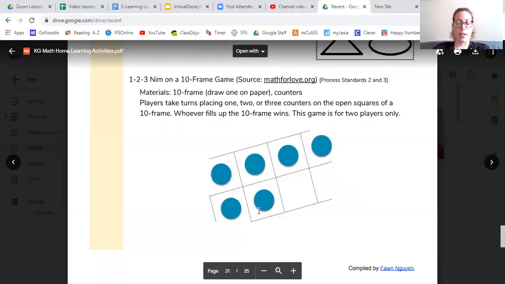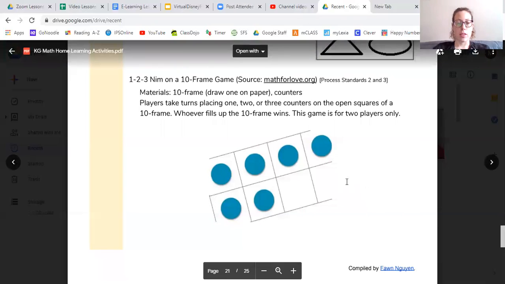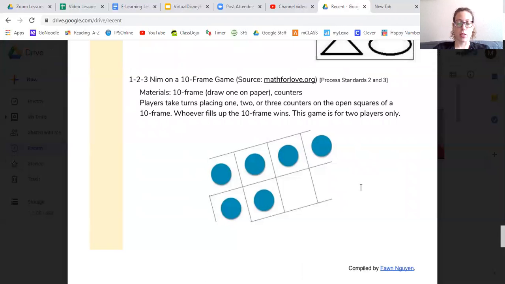So you draw a 10 frame on a piece of paper, and then you might not have counters at home, but you could use different things. You could use little Legos or little erasers or even little pieces of cereal, and you can put those in this 10 frame, and you take turns. So I might put 5 pieces in, and then my friend will put 2, and then you have to see who can get to 10 and fill up the 10 frame first.